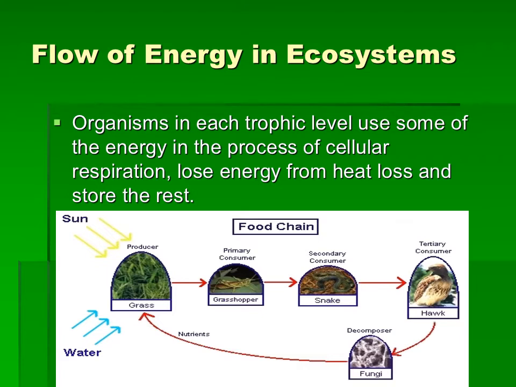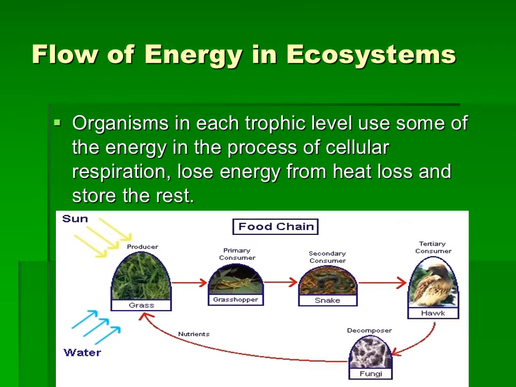Okay, so I just said the ecosystem gets all of its energy from the sun. So, if you look at this diagram, you notice that the producers, the grasses, are getting all of their energy from the sun because producers photosynthesize. They get their food from the sun.